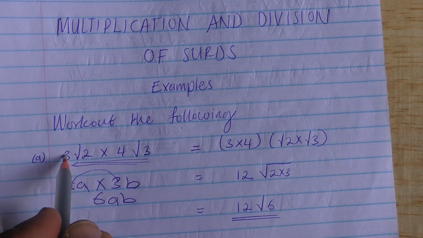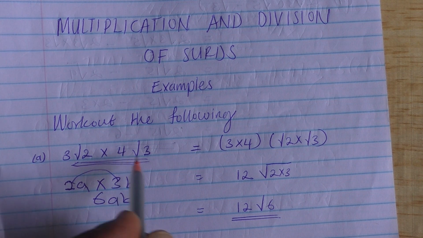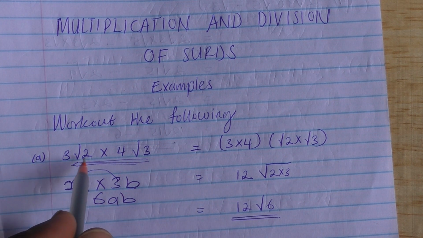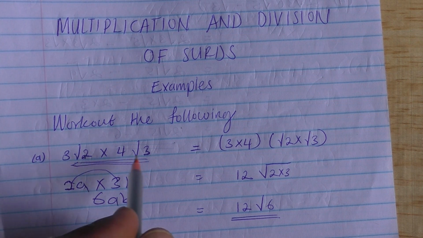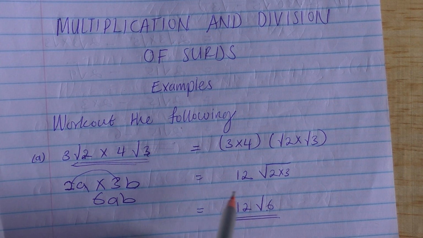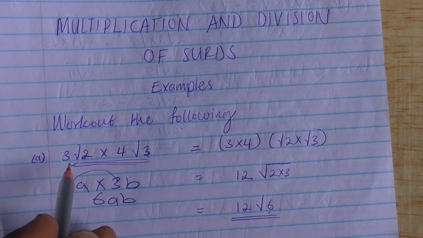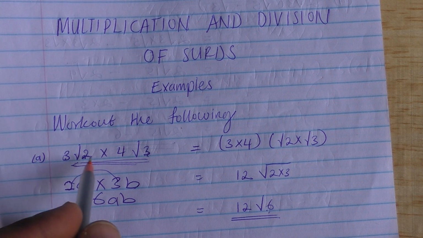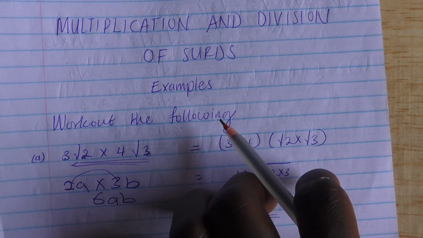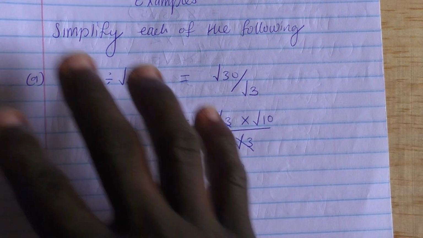So the same thing we do concerning surds. The coefficients 3 and 4 multiply to give us 12. Then the roots multiply themselves. This time round, they don't need to be the same. So we shall multiply root 3 times root 2 times root 3 to give us root 6. So we get 12 root 6. Once again, the trick is the coefficients multiply and the roots also multiply themselves. Let us look at our next example.